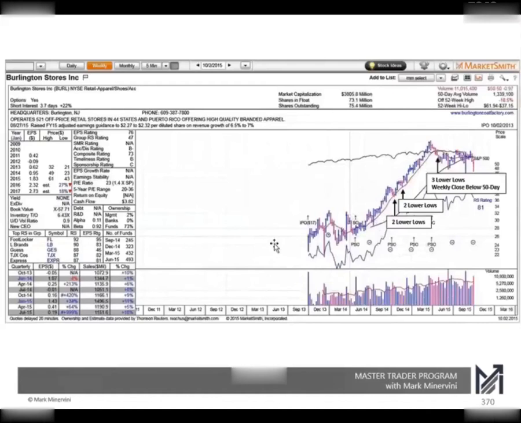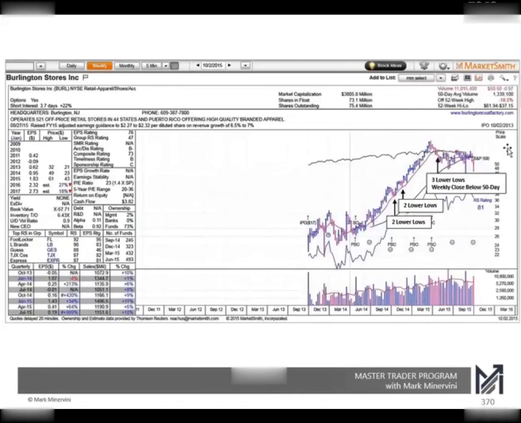Yeah, well, this is just something I observed by looking at a lot of great winners. I found that a lot of them rarely had three weeks down in a row, meaning three lower lows. You can see marked on the chart that a lot of these had just two lower lows. Burlington Stores had two lower lows, but didn't have three lower lows until all the way up, after a very, very large move.